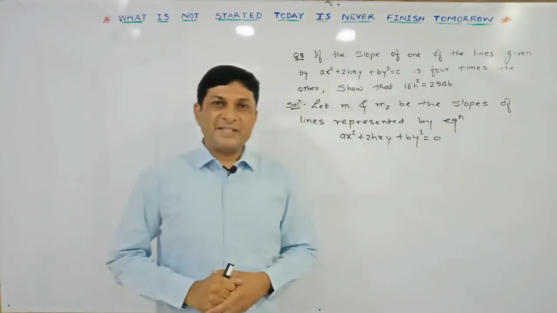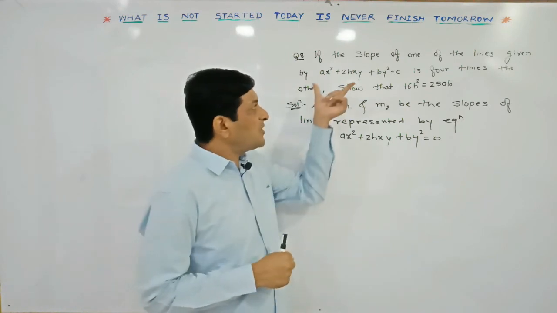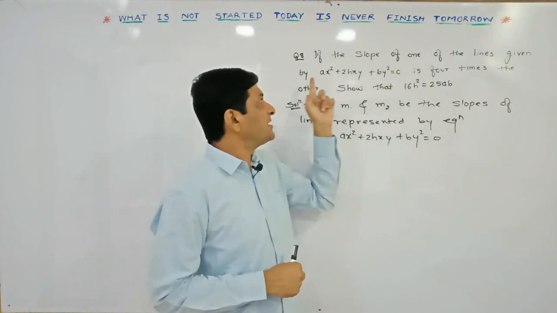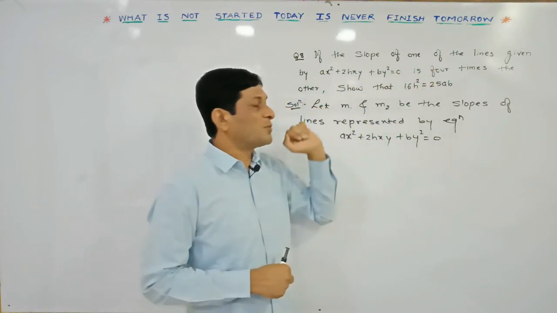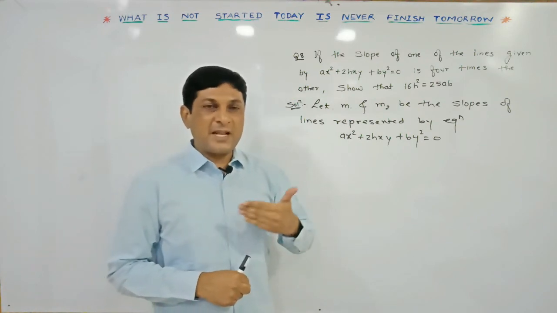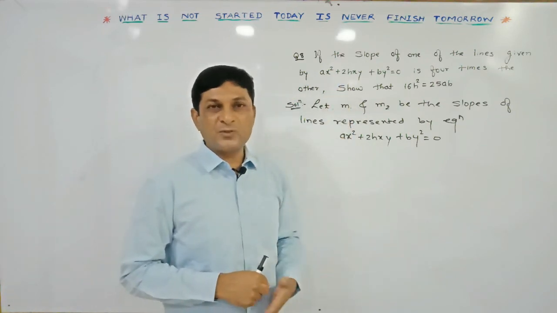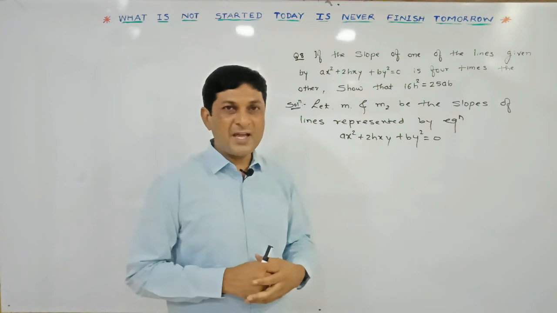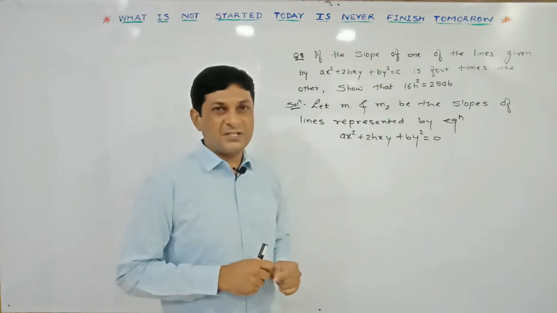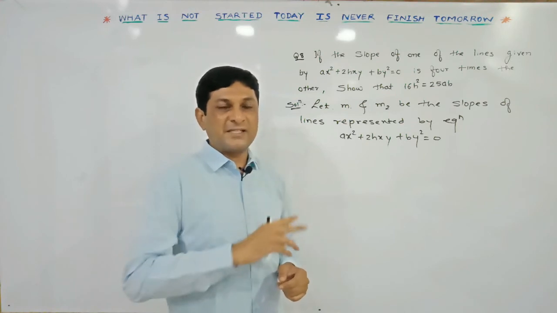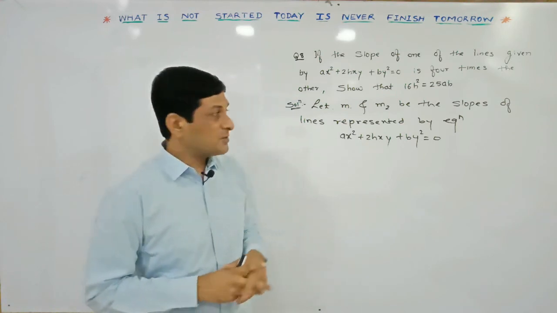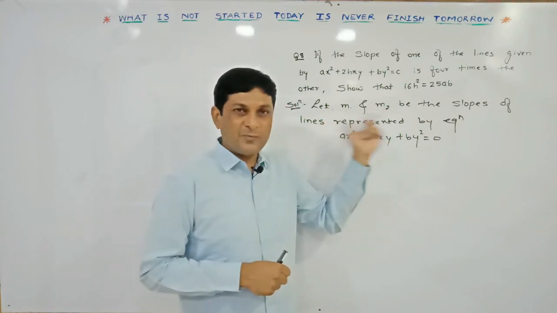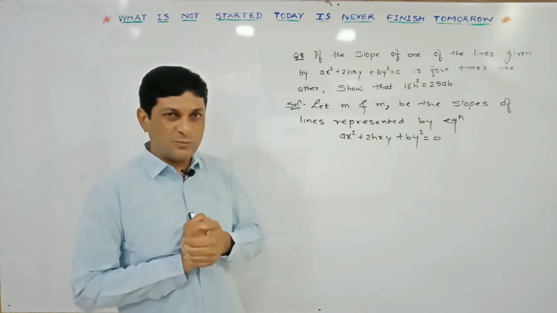Now let us try to solve example number 8. In this example number 8, one homogeneous equation is given to us, and the given condition is slope of one of the lines represented by this equation is 4 times the slope of other. If slope of one of the lines represented by this equation is 4 times the slope of another line, then we have to prove that 16h square is equal to 25ab. Now we have considered the given homogeneous equation. Since in the given example conditions are related with what? Slope. So that's why we are denoting the slopes of lines represented by this homogeneous equation by m1 and m2.